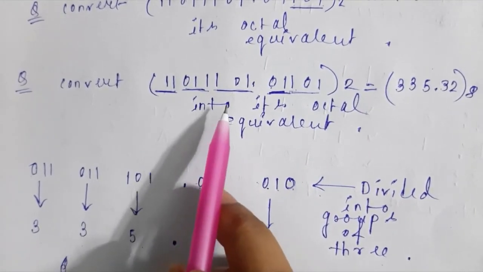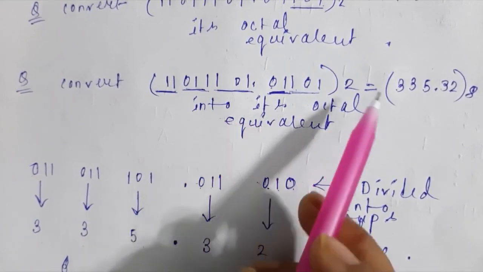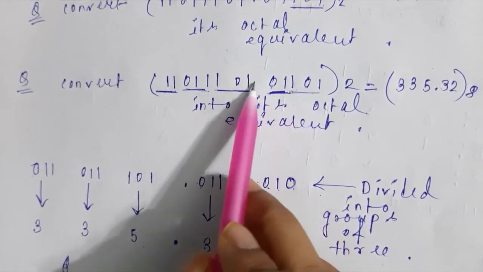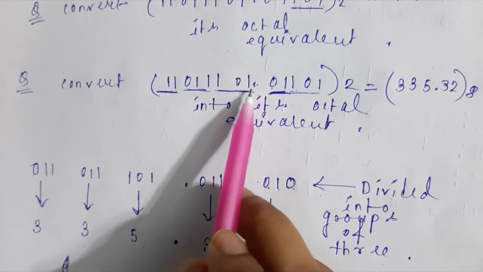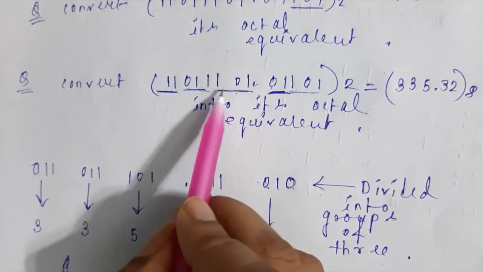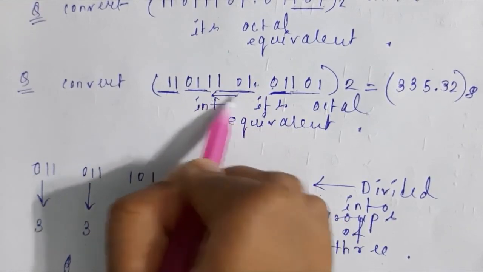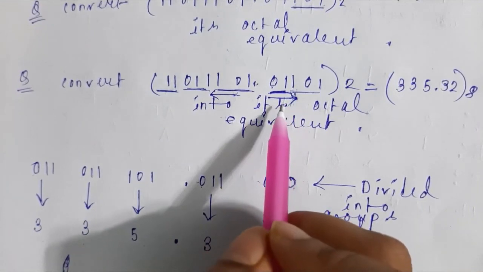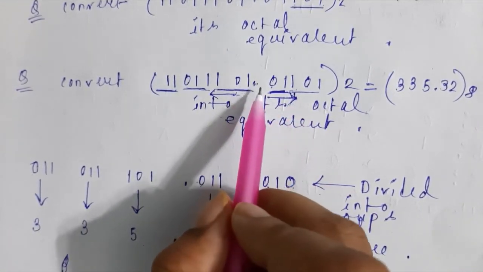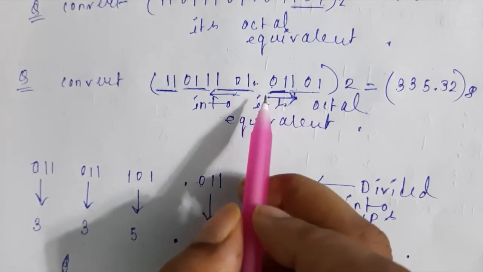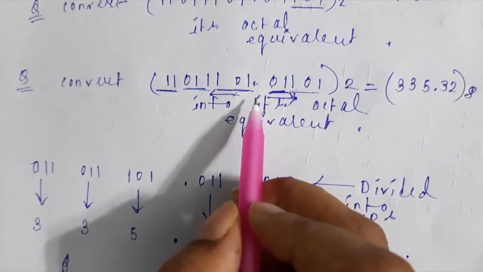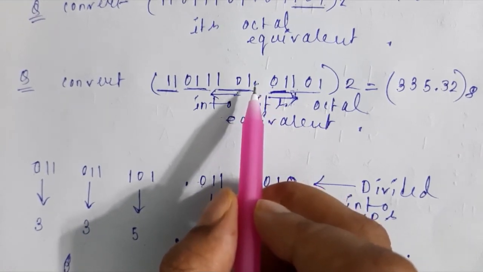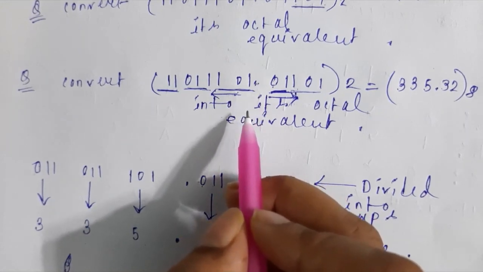So a binary number can be converted into an octal number by making groups of 3 bits. Before the point we take groups like this, and after the point we take groups like this, starting from the binary point. If needed, we can add zeros at the end. At each end we can add 0, and then each group can be replaced by its octal equivalent.